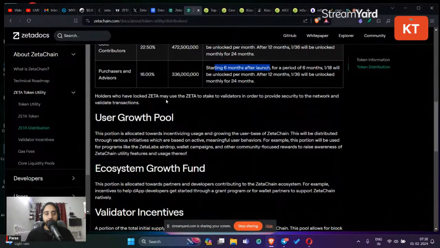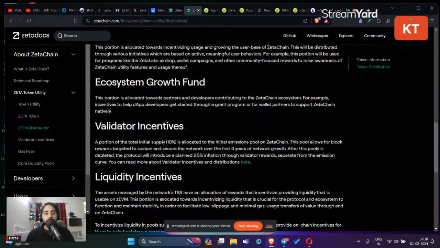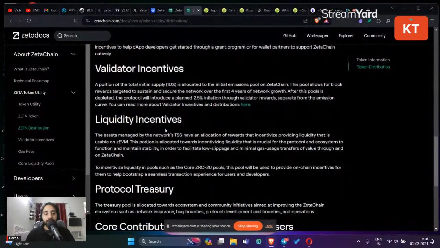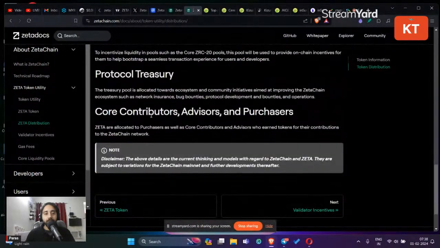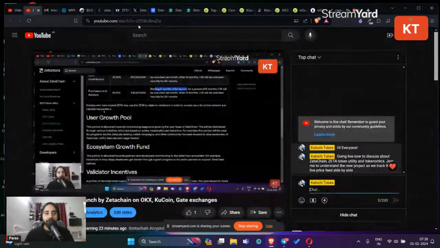So of course, if you go down, you can read about the user growth fund, ecosystem growth fund, validator incentives, of course, liquidity incentive, protocol treasury, core contributors and advisors, and of course, validator nodes. I have shared all the links in the description. If you want to read about the doc files, the links are shared in the description. You can read them right away.